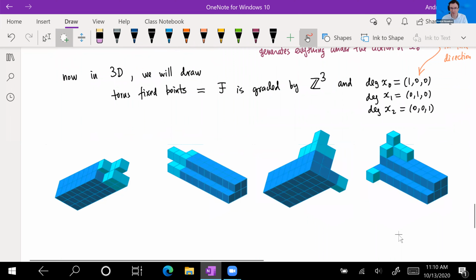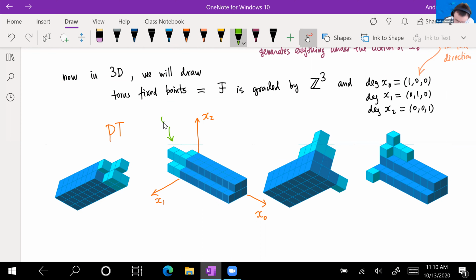So I've plotted 2 different views of the same picture. So this is the PT part. So you should imagine that our axes go like that. This is multiplication by x naught, x1, and x2, and this is the part. This is the co-kernel, which are things which extend in the negative direction. That's the co-kernel of S. And that's the same thing rotated.